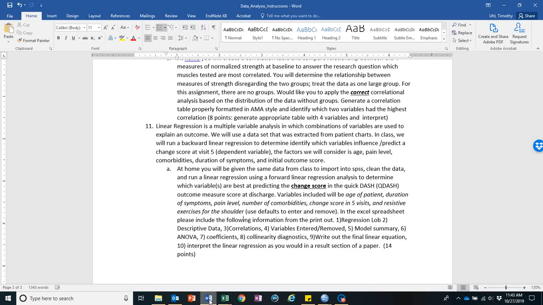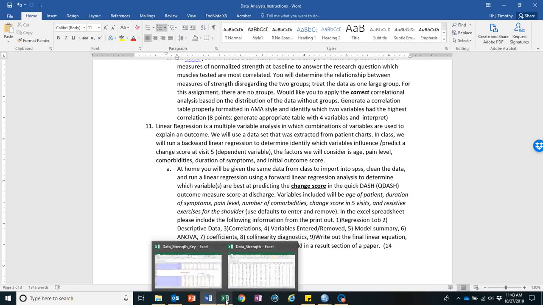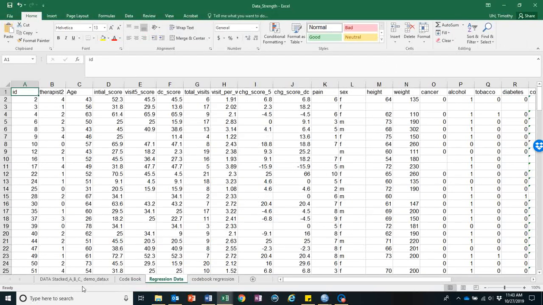So if you go back to your original data set in Excel, we've basically been working in the data stacked, but now there should be another tab called regression data, and then I've given you a code book, I believe, for regression. If not, I can help you with that quickly in class. This is organized a bit differently and has a different process.